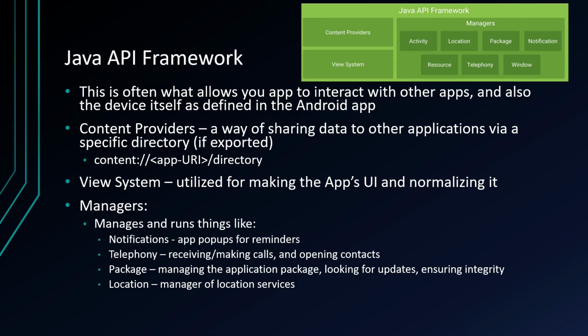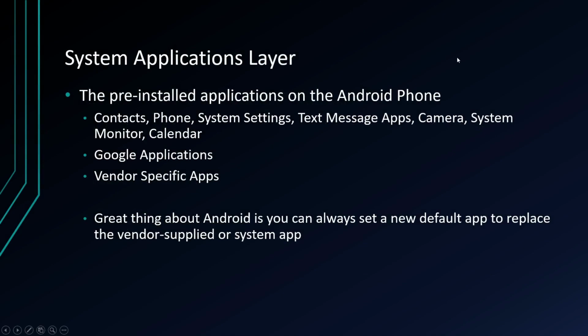Finally, the last layer of the Android architecture, the system applications layer. This is where you'll find pre-installed apps like contacts, phone, system settings, text messaging, and camera. Many Android devices come with default Google applications pre-installed, like Gmail, Google Maps, and Google Settings. Vendors like Samsung also include their own vendor-specific pre-installed apps.